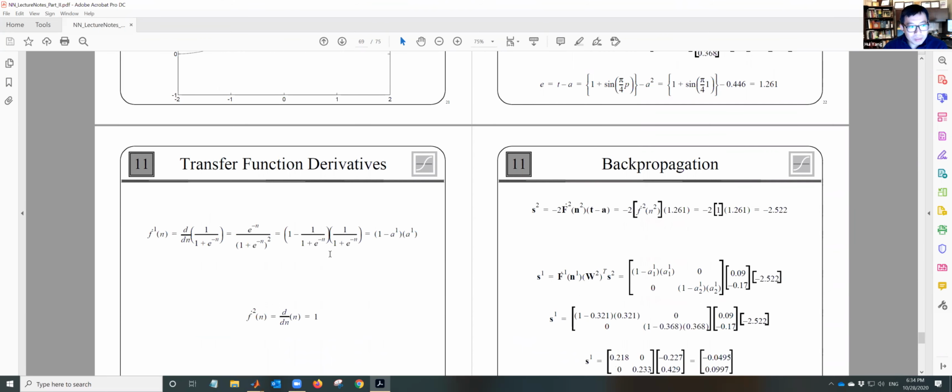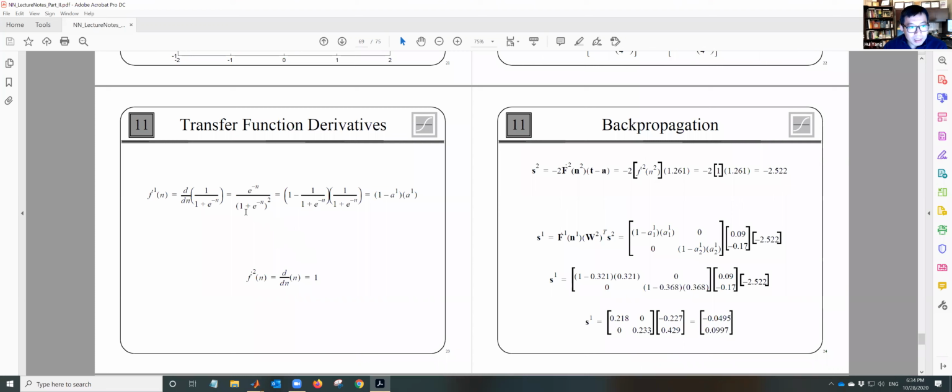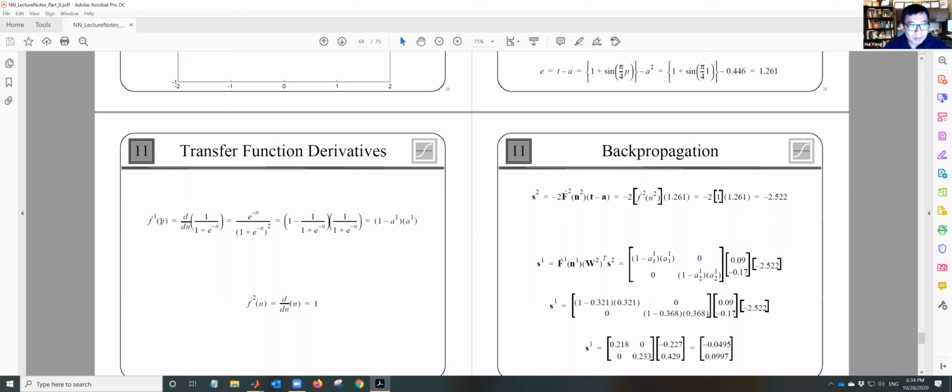Then based on the discrepancy, we are going to go back. These are the transfer function derivatives, okay? The derivative of the transfer function over dn: for the log sigmoid function, it's actually (1 - a1) times a1. And for the pure linear function, the derivative is just 1.